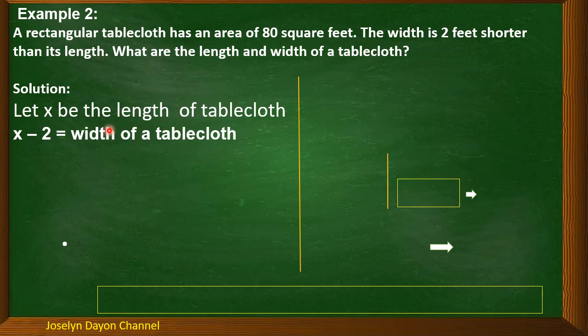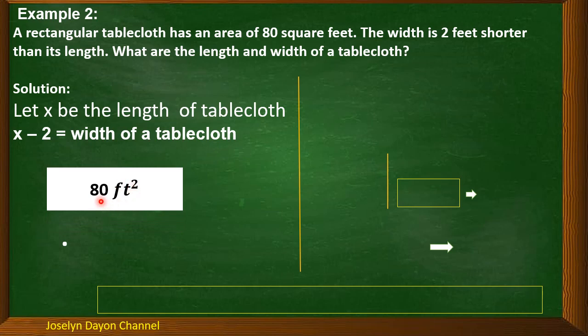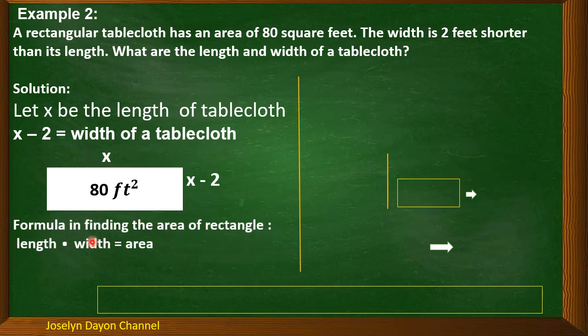Okay, now we can represent the problem in this way. We have 80 square feet, this is the area of the tablecloth, and the length we have here is x, and this part here is the width. Remember that the formula for finding the area of a rectangle is length times width. So we can now substitute this. The length is x and our width is x minus 2. And the area is equal to 80.